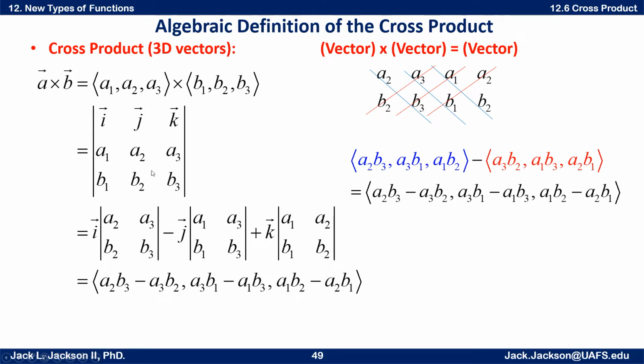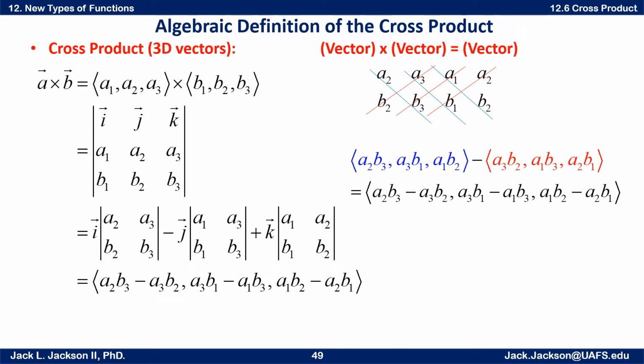What you do is you basically make a determinant here with the numbers in the first vector in the second row, and the numbers in the second vector in the third row. But in the first row, you put your unit coordinate vectors, i, j, and k.